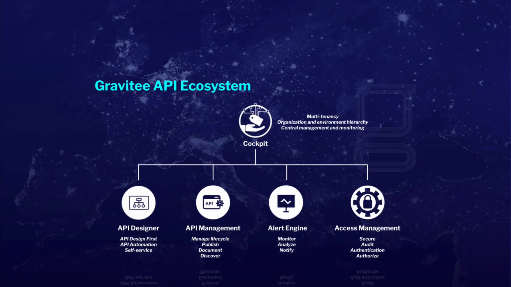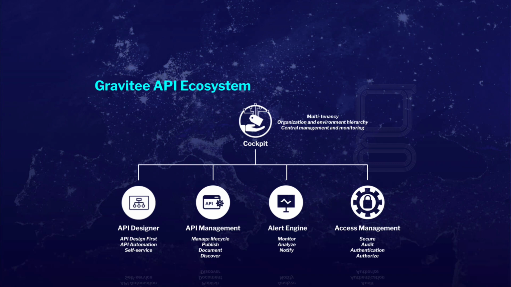To summarize, Gravitee provides a single platform to effortlessly manage your entire API ecosystem. The API Designer enables technical and business users to define and collaborate on API specifications. The API Management component provides the full API lifecycle management, including a performant API gateway and flexible and engaging developer portal.